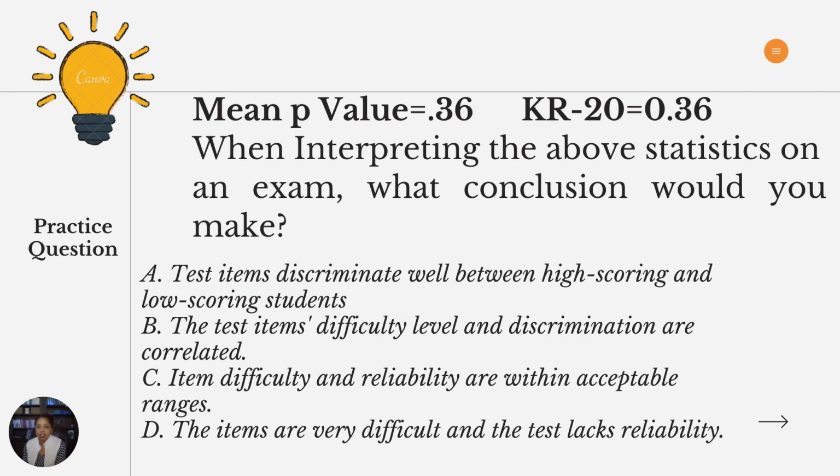Second practice question. If you want to go ahead and pause the video. The answer is D. A p-value of less than 0.70 indicates more difficult items, and a low KR20 shows poor reliability, and it should be greater than 0.6.